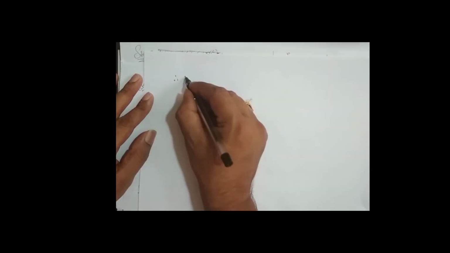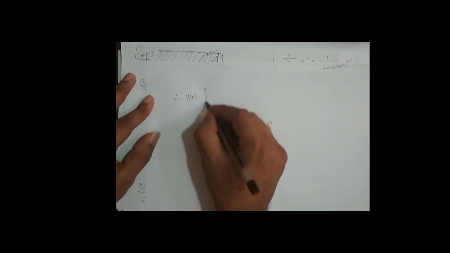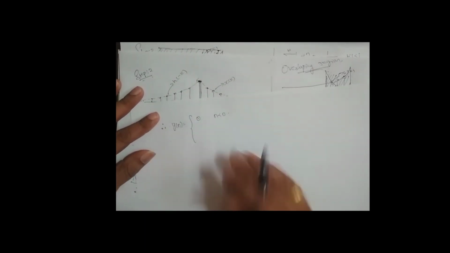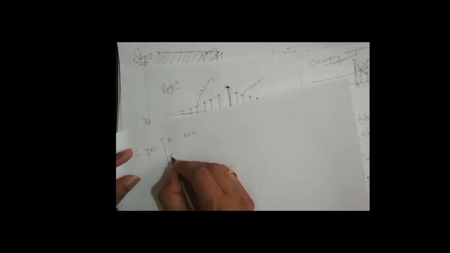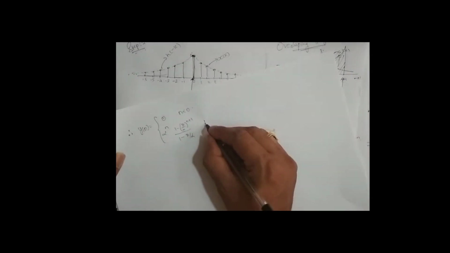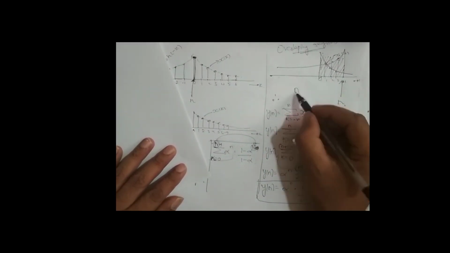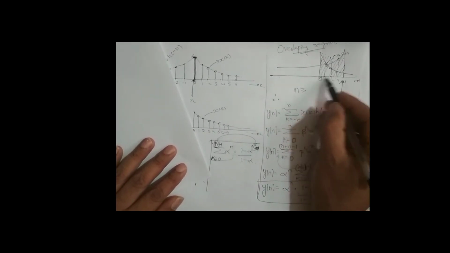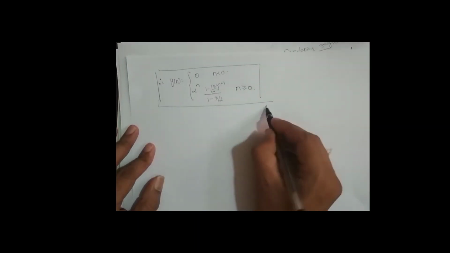So therefore, output y of n is equal to 0 for n less than 0, and it is equal to alpha to the power n times 1 minus beta divided by alpha whole power n plus 1, whole divided by 1 minus beta divided by alpha, for n greater than or equal to 0, because the overlapping region starts from greater than or equal to 0. Okay, so this is the output of the system.